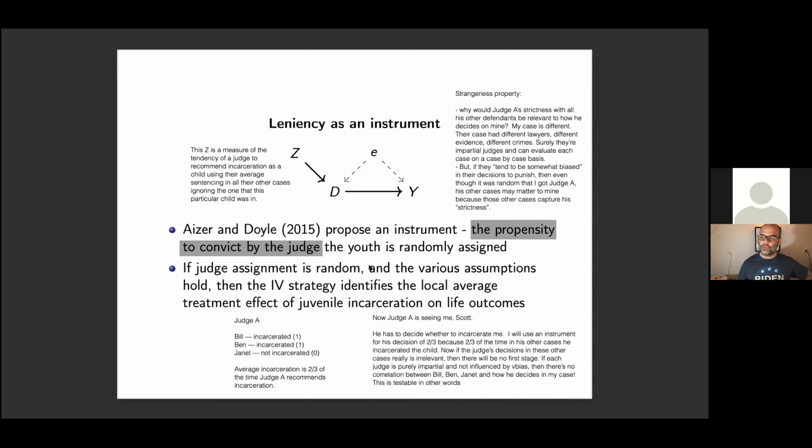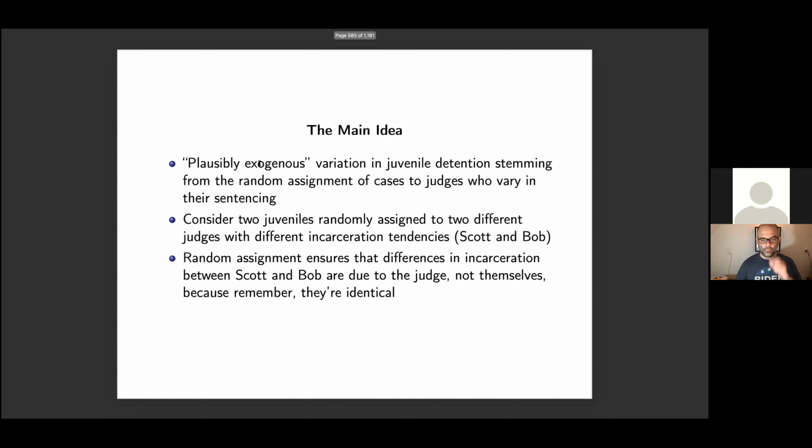So if the judge assignment is random and the various assumptions hold, then the IV strategy is going to identify the local average treatment effect of juvenile incarceration on life outcomes for the compliers. All right. So the main idea is that for your random assignment to prison, you're using the fact that you got a strict or a lenient judge. Okay.